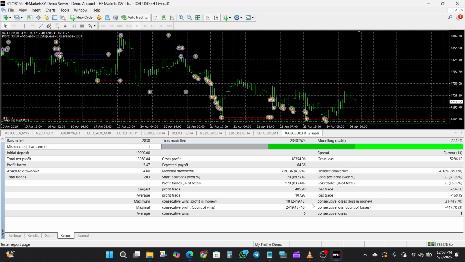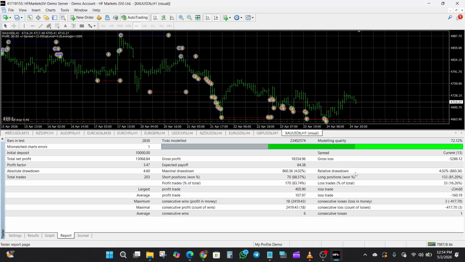So this tells me that the risk to reward ratio was not good actually, but at the end of the day, there seemed to be a high win rate, and that helped to achieve this total net profit, because 203 trades were taken, 70 were short trades with an 88.57% win rate, and then 133 trades were long with an 81.2% win rate.